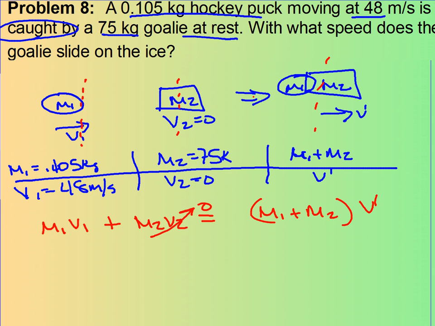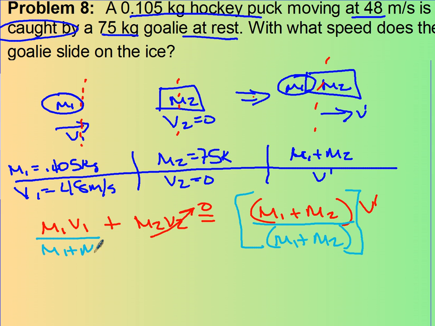Now I'm solving for V prime, so I want it by itself, so I'm going to divide both sides by M1 plus M2, the factor that is being multiplied by V prime. So I have to do it to both sides. Remember, that's the cookie theory. What you do to one side, you have to do to the other. That's 0, so I'm going to leave it be. So V prime is M1 V1 divided by M1 plus M2.